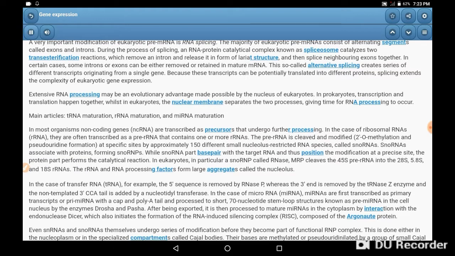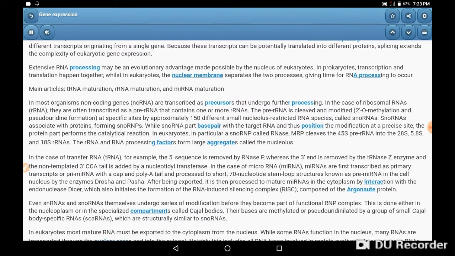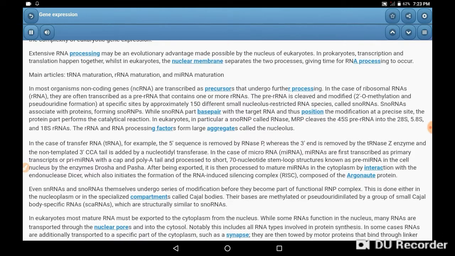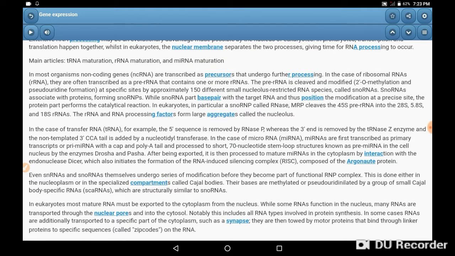In prokaryotes, transcription and translation happen together, whilst in eukaryotes, the nuclear membrane separates the two processes, giving time for RNA processing to occur. Main articles: tRNA maturation, rRNA maturation, and mRNA maturation. In most organisms, non-coding genes, ncRNA, are transcribed as precursors that undergo further processing.